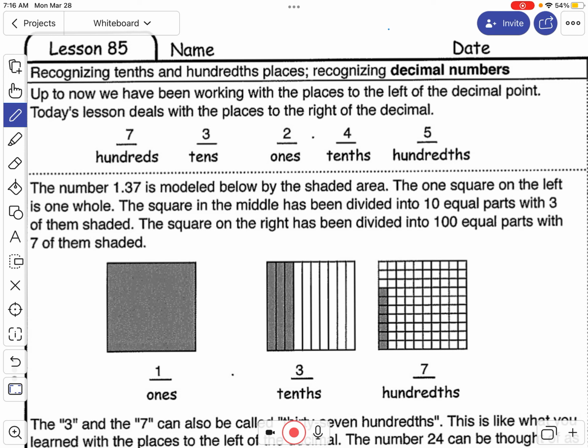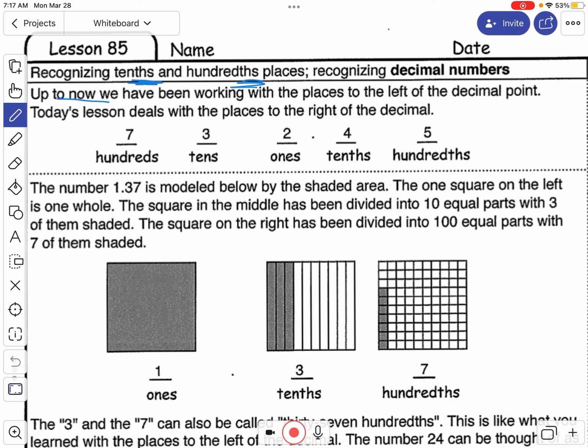This is fourth grade Excel lesson number 85. We're going to be looking at decimal numbers today, recognizing tenths and hundredths. Look right here. Notice that TH. These are not tens and hundreds, but tenths and hundredths.